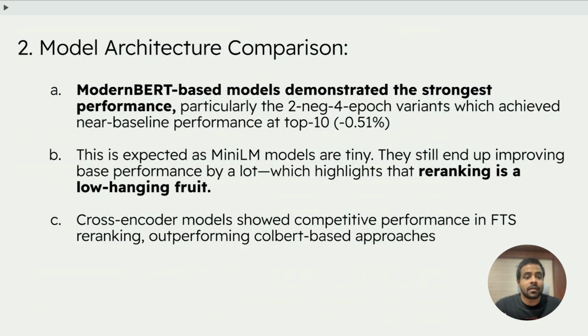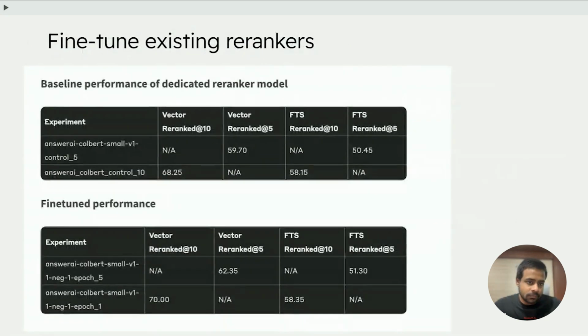Architecture comparison, yeah. So ModernBERT demonstrated the strongest performance, and this is also expected because it's a large model. MiniLM is a toy model, but the takeaway here, and why I chose 2 models, is that even a toy model improved significantly. So it shows that this method itself is pretty decent if you're trying to just improve your RAG or agentic setup without too much disruption.